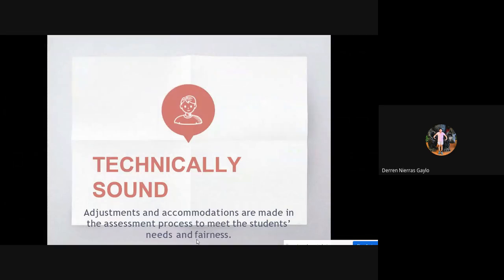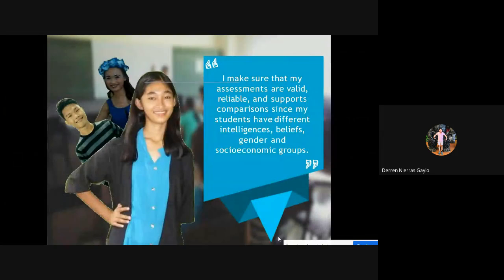Technically sound. Adjustments and accommodations are made in the assessment process to meet the students' needs and fairness. So when we say technically sound, our assessment should be fair. It should accommodate students' needs. For example, I make sure that my assessments are valid, reliable, and supports comparisons since students have different intelligences, beliefs, gender, and socioeconomic groups. So in this one, we need to look into the validity and reliability of our assessment.